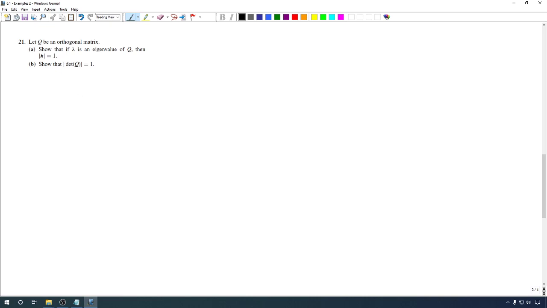So here we have an orthogonal matrix Q. And remember what an orthogonal matrix is. It's a matrix where if we take its transpose and multiply by the original, we get I, or in other words, Q transpose is the same thing as Q inverse. Those are the same thing.